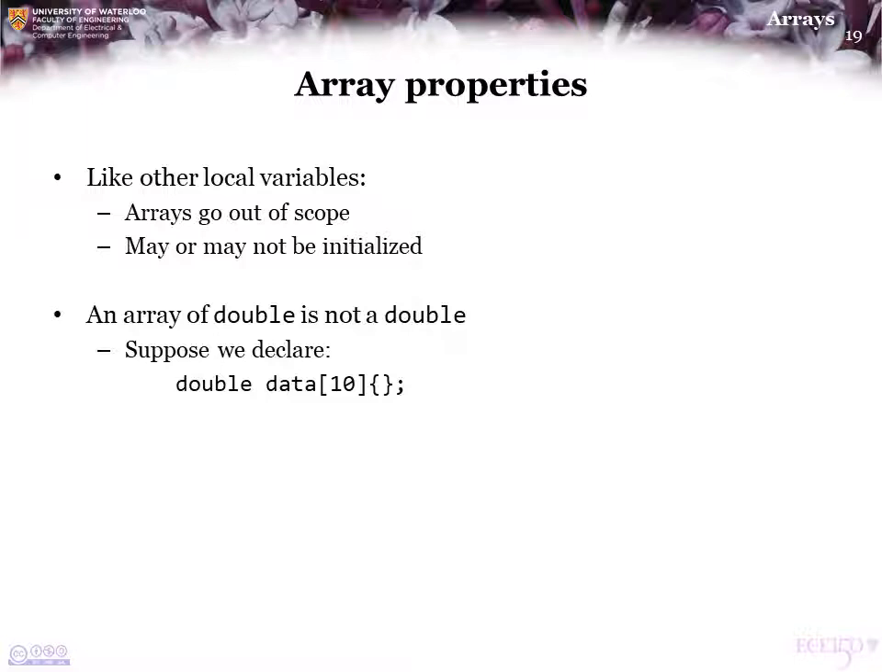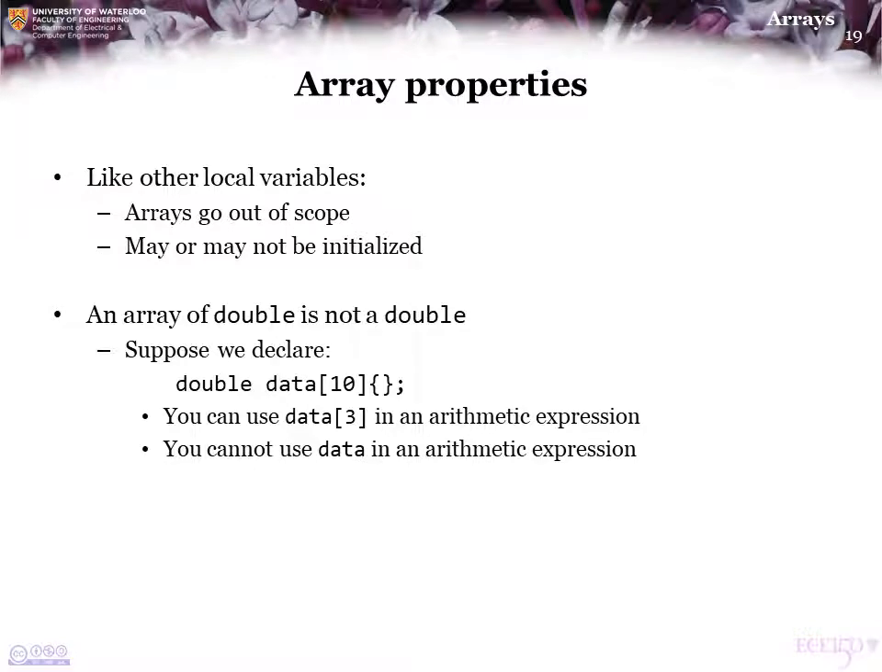Now, an array of doubles is not itself a double. So suppose we declare data to be an array of capacity 10. We can use any one entry of that array with an appropriate index from 0 to 9 in, say, an arithmetic expression. However, we cannot simply use data in an arithmetic expression. Data is an array, whereas data[3] or data[7] is a double.